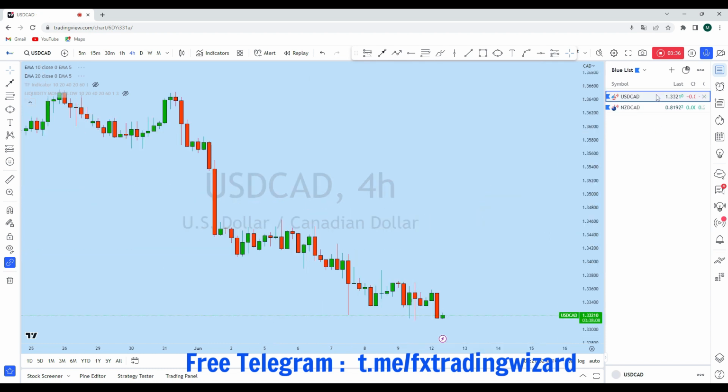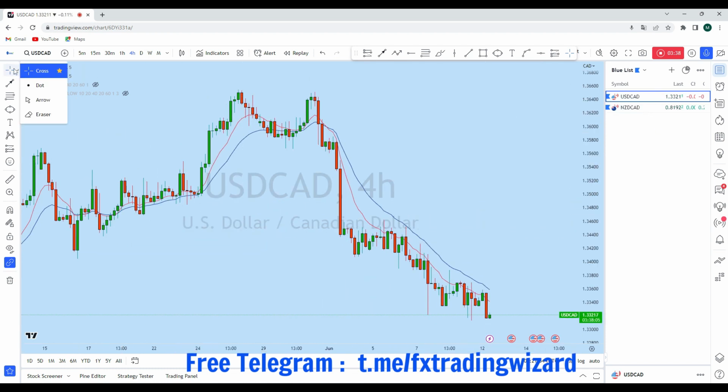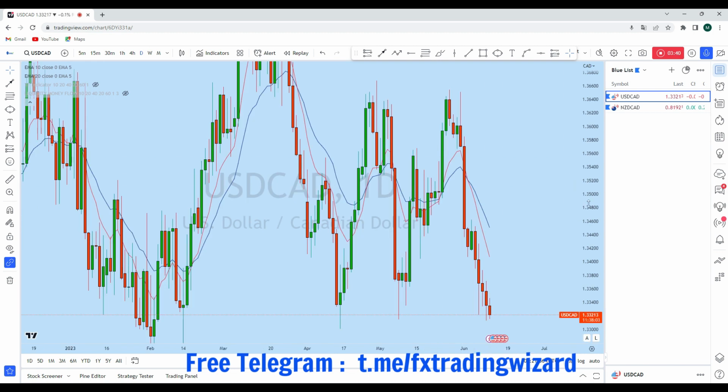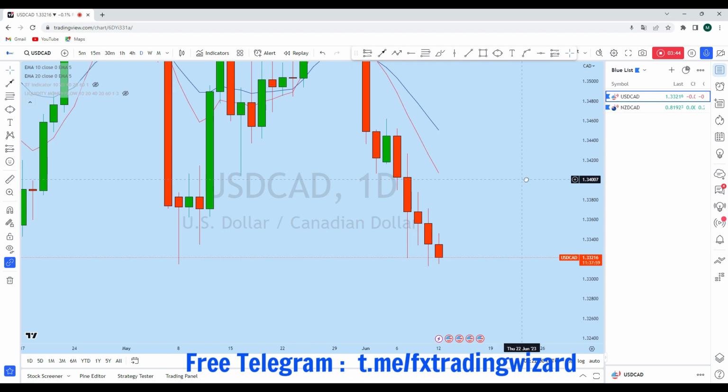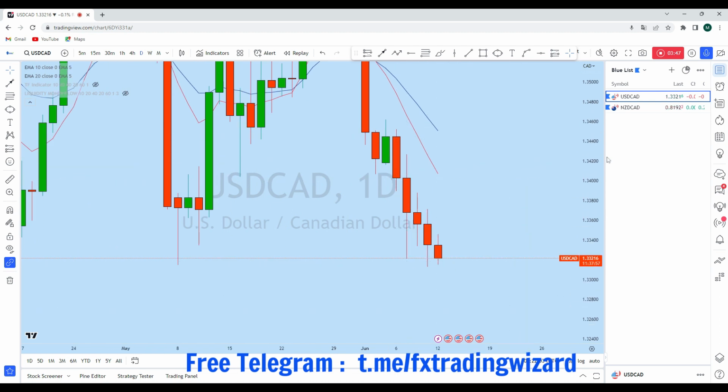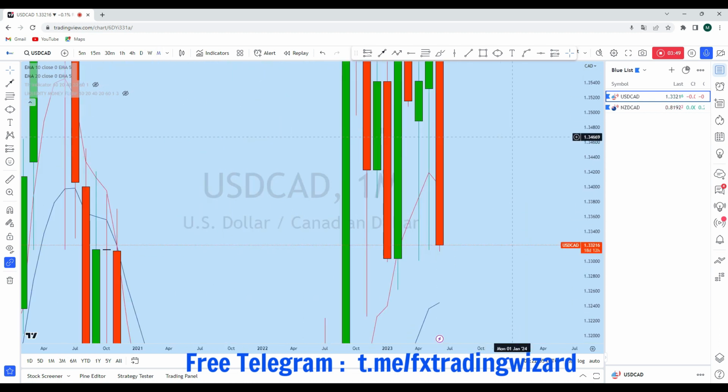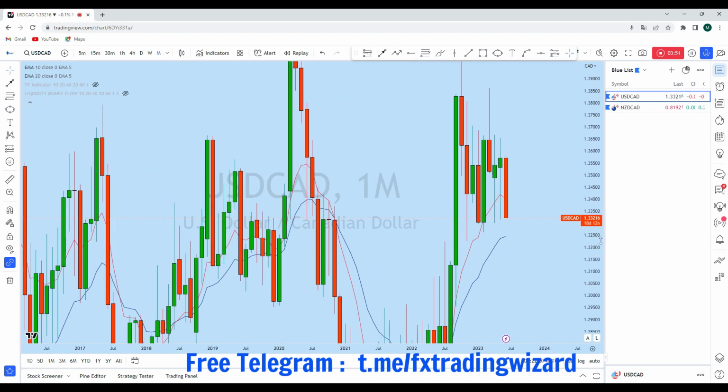Now let's look at USDCAD. As you can see, USDCAD was strongly bearish for quite a few days. This is a daily chart on USDCAD, and we see that this is a sharply bearish price action. I'll be looking first of all at the monthly to see the overall direction. Now this is the monthly.